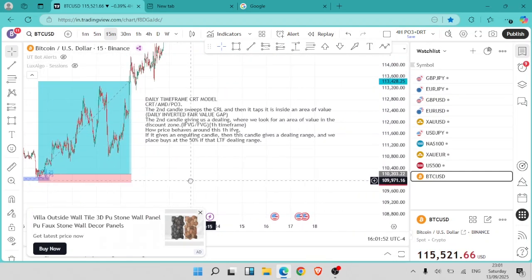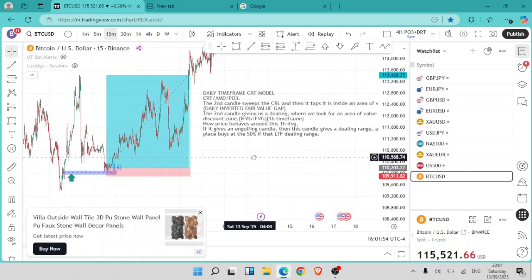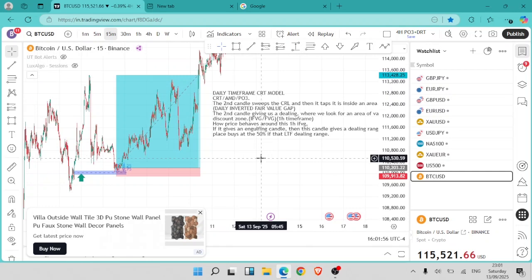So that is it. That is a model that presented itself in Bitcoin.